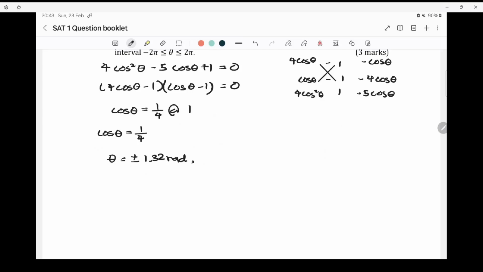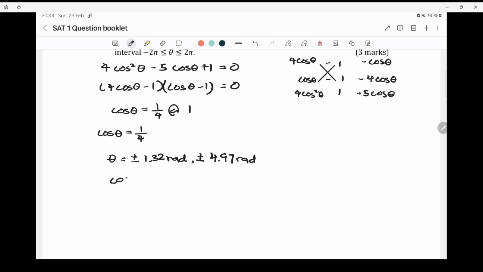and then the other one would be plus or minus 2 pi minus the answer, 4.97 radian. So this is the answer for cos theta equals 1 over 4.